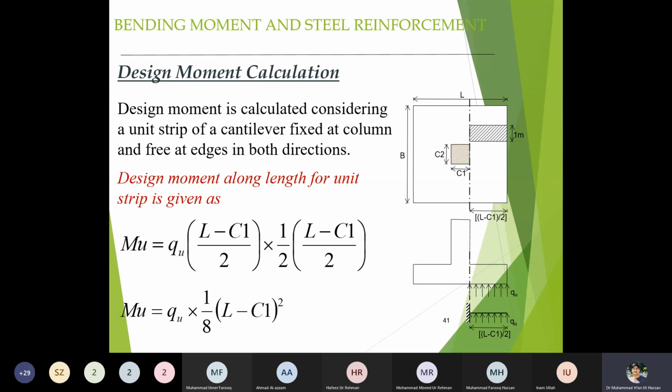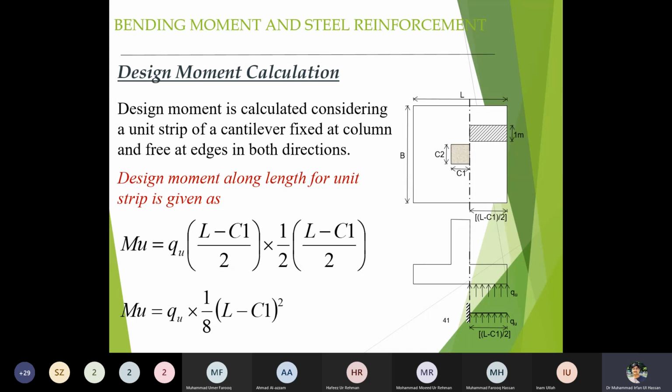If you take it as 1 meter, you are getting the steel in 1 meter area, and if you are taking it as a full width, you are getting the steel for the full width. So for symmetrical UDL loading, I can take it as 1 meter, but if it is an unsymmetrical loading, a trapezoidal loading, you can take it as a full width. So QU into 1 over 8, (L minus C1) by 2 is the moment length, and (L minus C1) by 4 is the moment arm length.